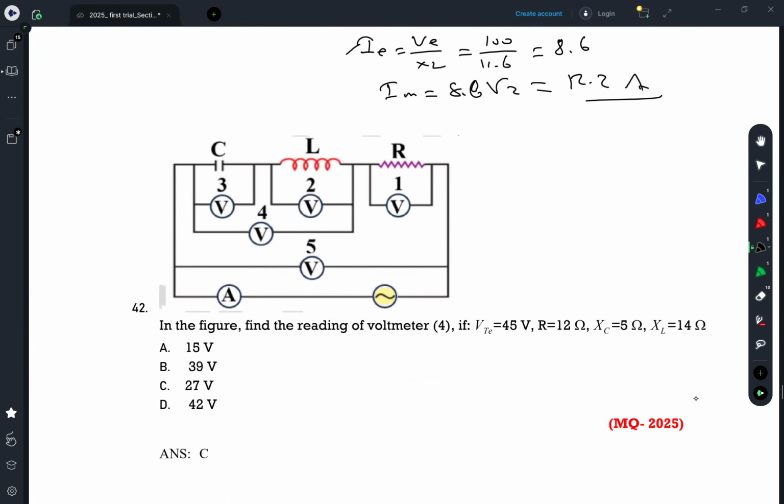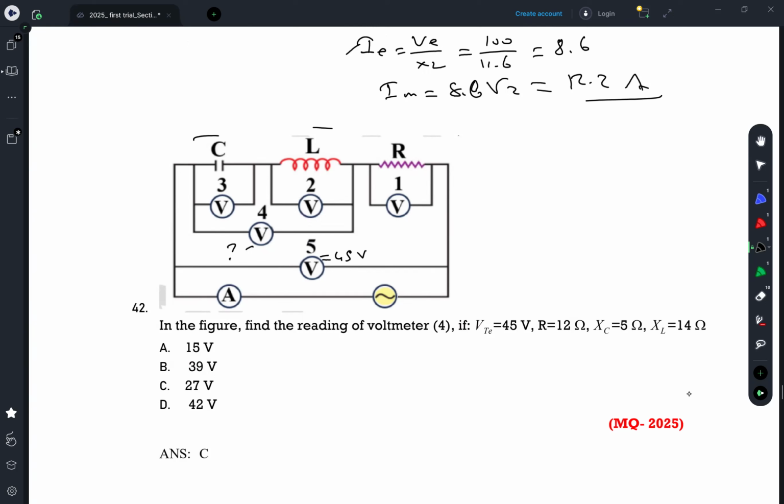Question number 42 is the sample problem in the book. It's about an RLC series circuit. In the figure, find the reading of voltmeter 4. We will find the voltage across the capacitor and inductor. The total effective voltage, which is the reading, is 45 volt.